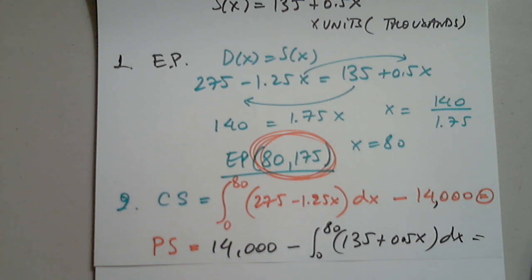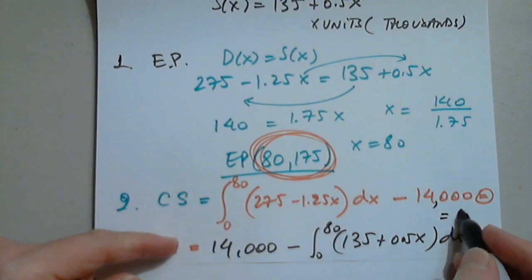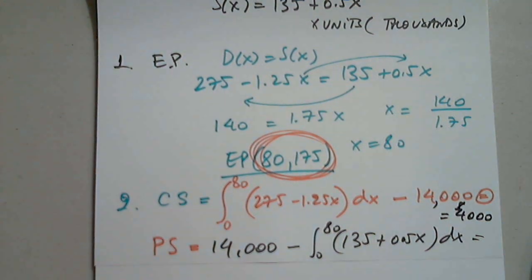So we will have the integral from 0 to 80, from the demand, 275 minus 1.25x, of course dx, and then minus the 14,000. Okay, so the answer is 4,000, of course dollars.